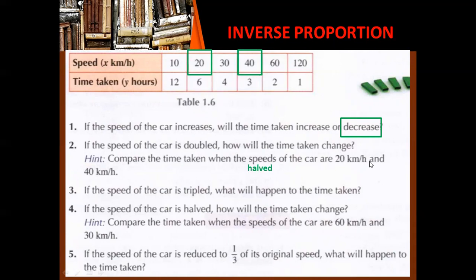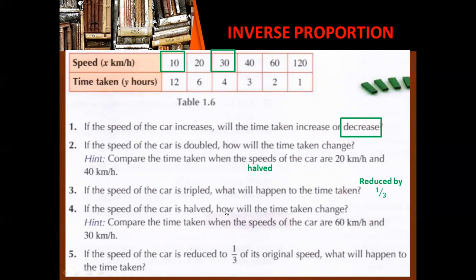Next, if the speed of the car is tripled, what will happen to the time taken? Let's compare when the speed is initially 10 kilometers per hour and when the second speed is 30 kilometers per hour. When the speed is tripled, the time taken will be reduced by 1/3.